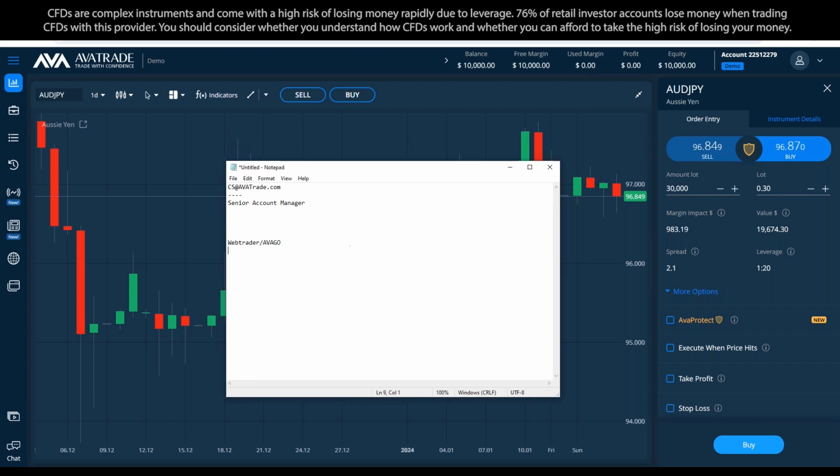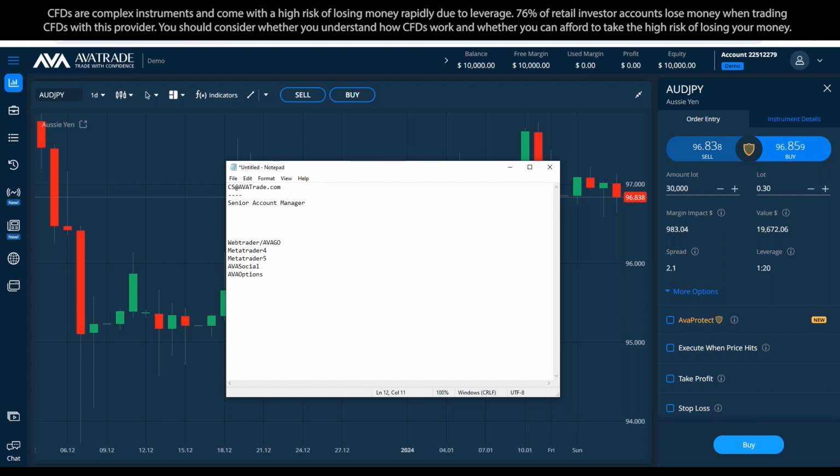Now, beside this web trader, we're going to go a little farther with some features we have here. But first, I want to name the other platforms that we have, which people are usually more familiar with, which is MT4 and MT5.